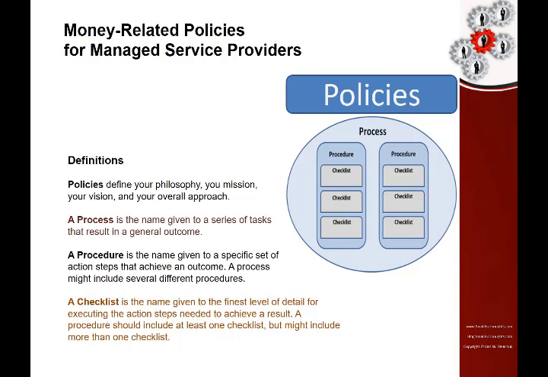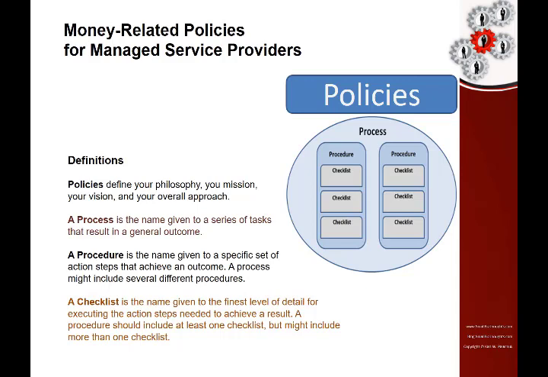So what are policies? Policies are above the processes and procedures. Policies define literally your approach to business. Like, what's your philosophy about your business? What's your mission? Why do you exist? Why do you come to work in the morning? Why does your business exist? Policies are at that level. And obviously, we move from there to the day-to-day procedures.